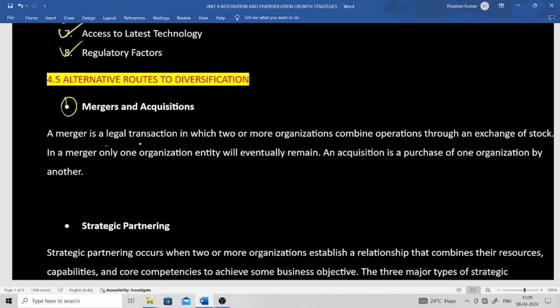So here in a legal transaction, two or more organizations combine operations, and only one organization will remain as it is, and the other organization will become extinct. And the second one, acquisition, is a purchase of one organization by another. In a merger two organizations are combined, whereas an acquisition is a purchase of one organization by another.